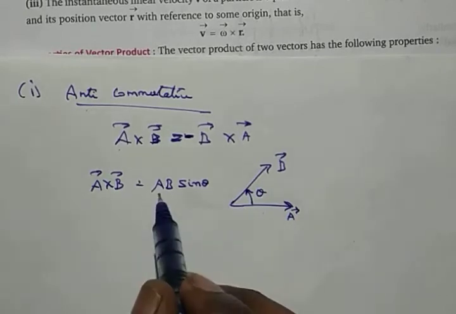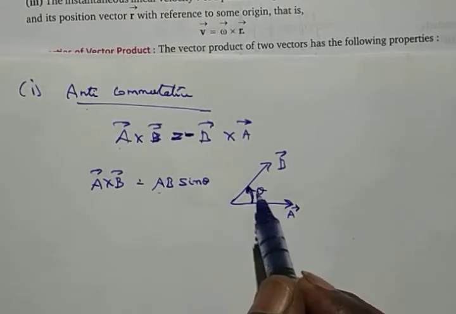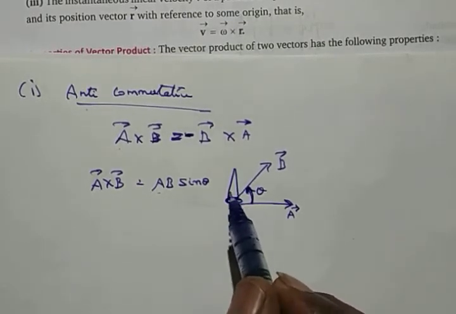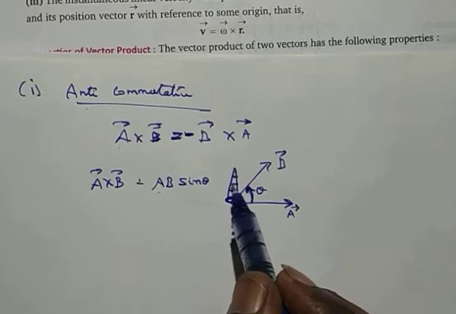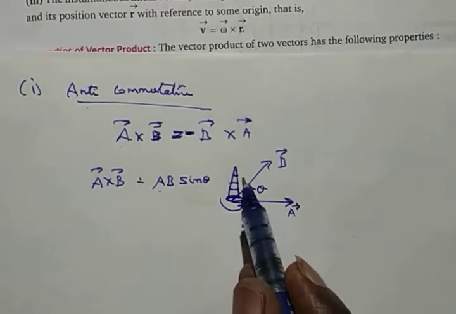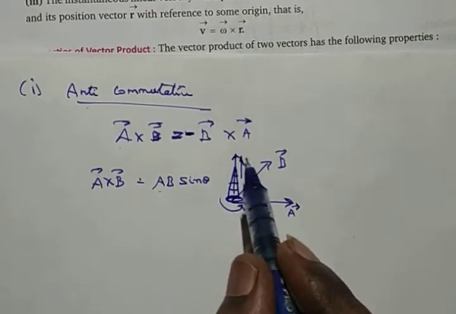So AB sine theta is a magnitude. It is going from here to here. Since it is going from here to here, we already saw the screw rule. The screw rule says that when you rotate in this direction, the screw will go up. So you get the direction up as C cap.